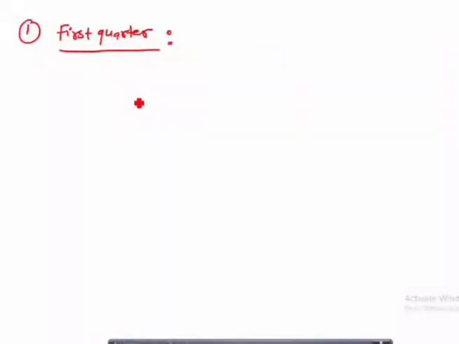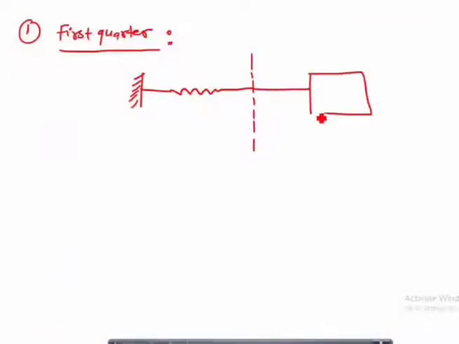So first of all let me draw the free body diagram and the equilibrium position diagram. So this is a mass. Let us say this is the mean position. Now where is the mass? In the first quarter, the mass is towards the right of the mean position. Now the spring is stretched, means the spring is elongated. Now where is the motion of the mass? The motion of the mass is towards the right.